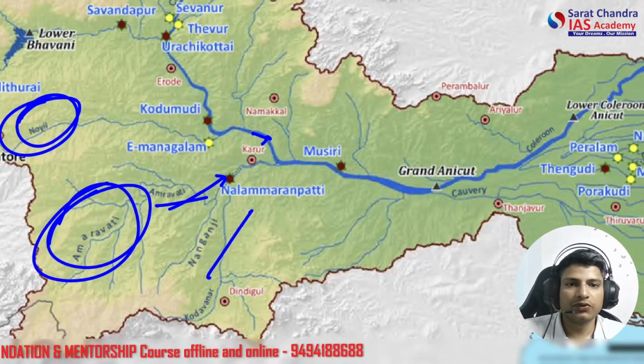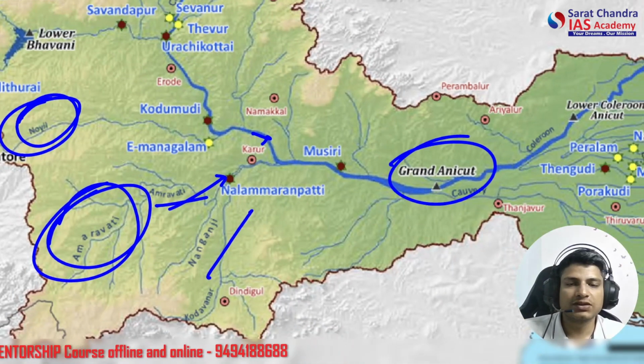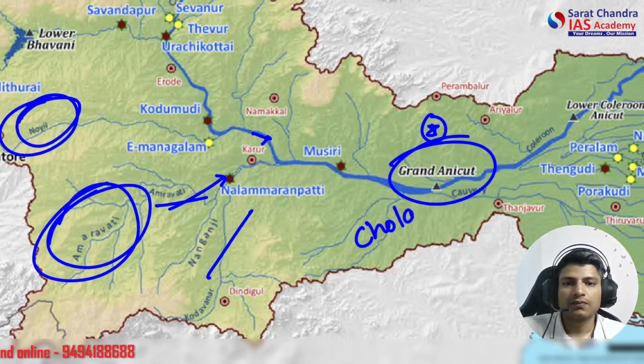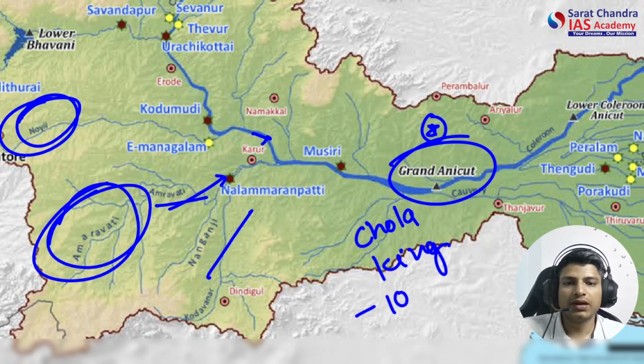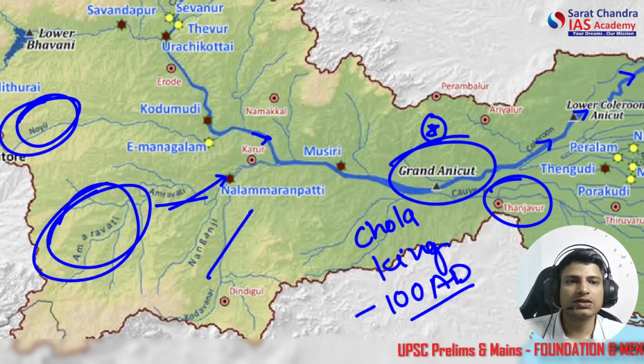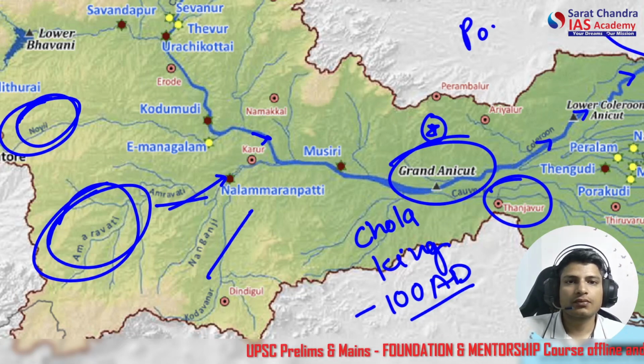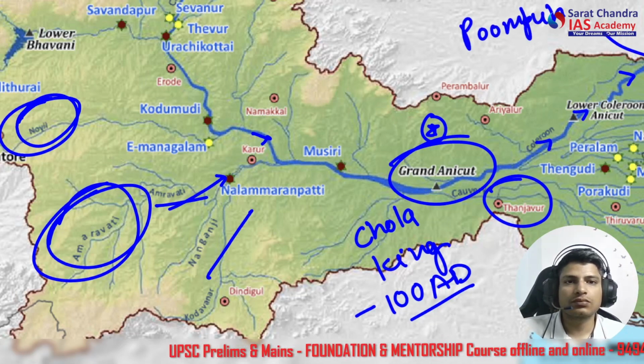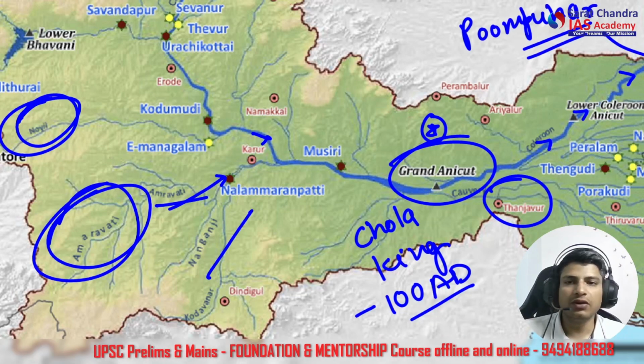I hope you are able to see. Okay, this is the Grand Anicut. Okay, this is very, very important. Created by a Chola king in 100 AD. This is the city of Tanjavur here. Okay, and here we see this Lower Coleroon Anicut and Poompuhar finally going into the sea, where Kaveri finally meets the ocean.